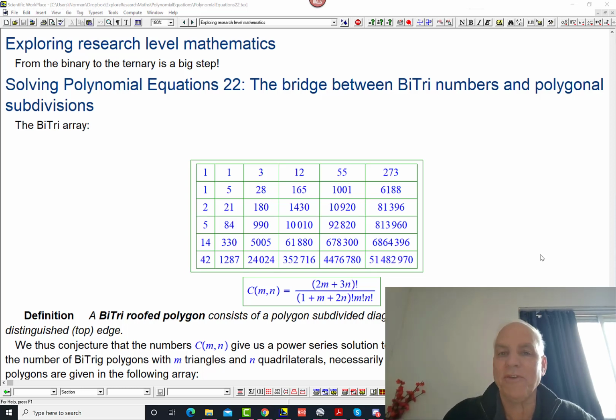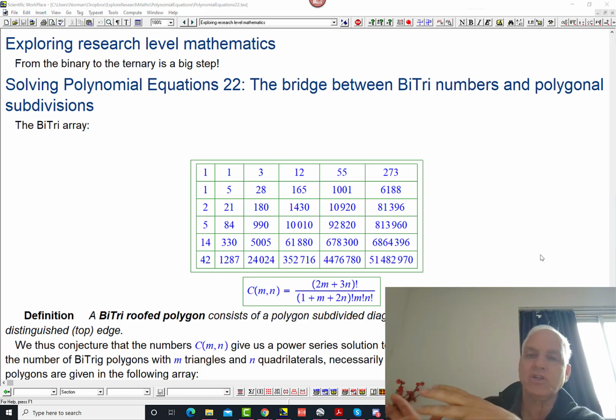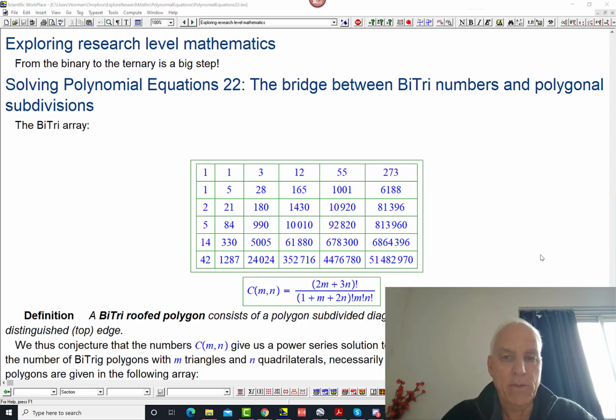Thanks for joining me on this adventure where we are trying to bridge the gap between solving polynomial equations and the rich Catalan story in combinatorics. And today this bridge really is going to come into very clear focus for us. So this is actually quite an important lecture.